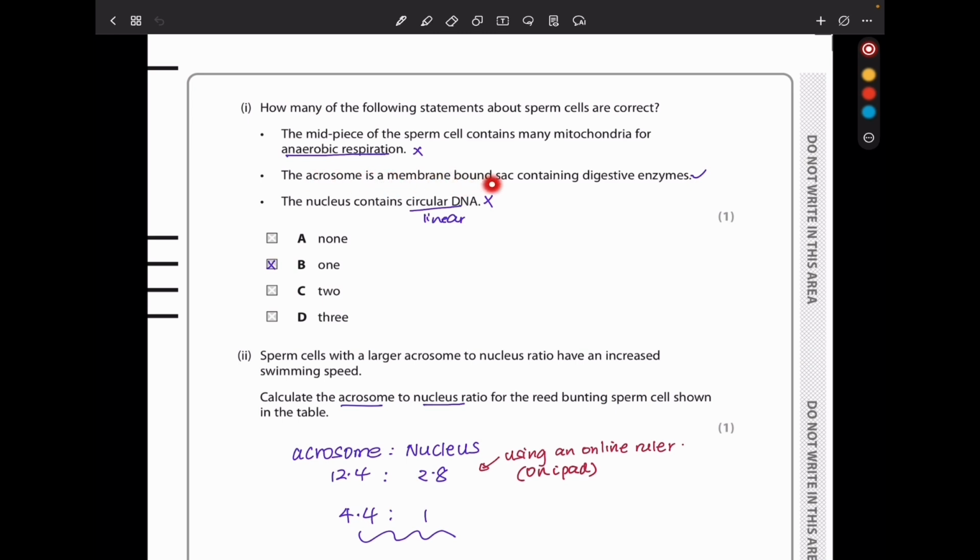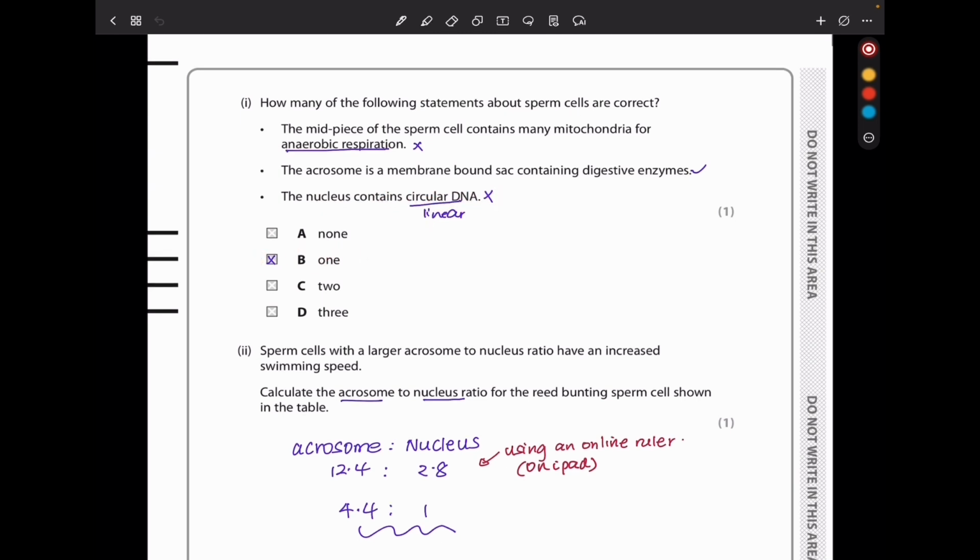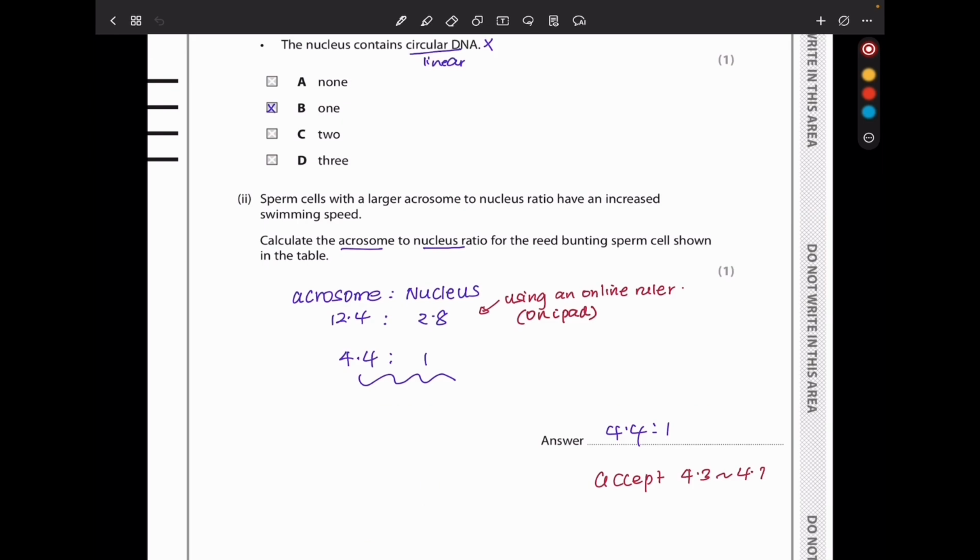The acrosome is a membrane-bound sac containing digestive enzymes. That's correct. The nucleus contains circular DNA. That's wrong. So the answer is going to be B. Only one is correct.